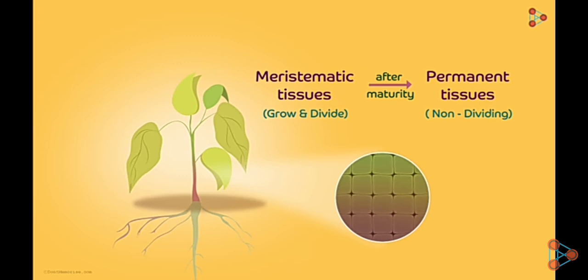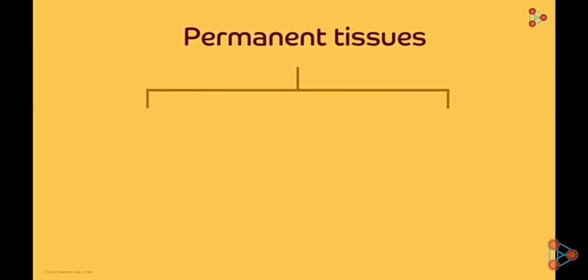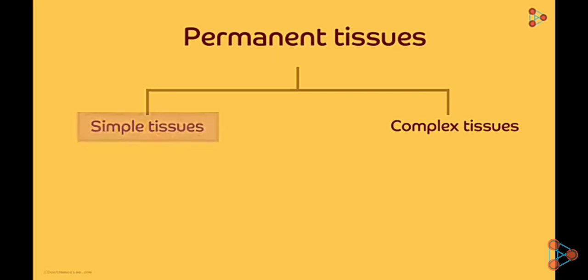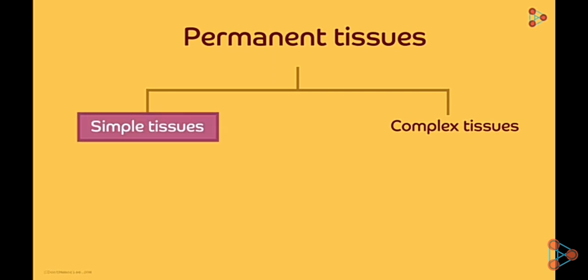So permanent tissues are nothing but matured meristematic tissues. Do you know there are mainly two types of permanent tissues? Can you take a guess at their names? Yes, they are simple tissues and complex tissues. We will look at the simple permanent tissues in detail.